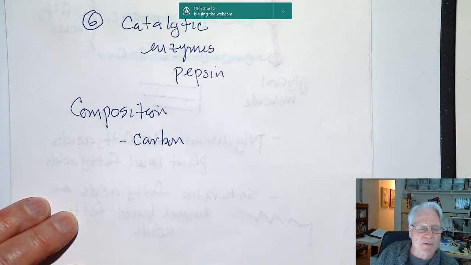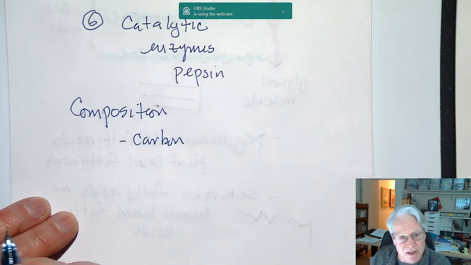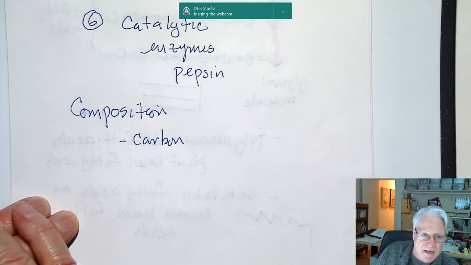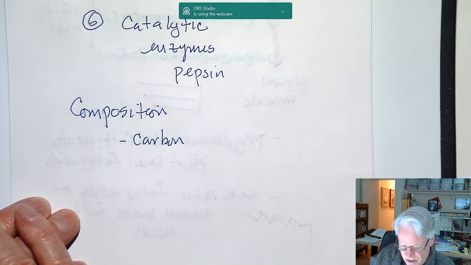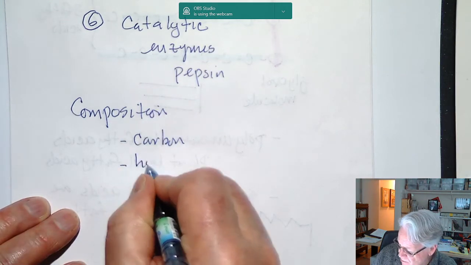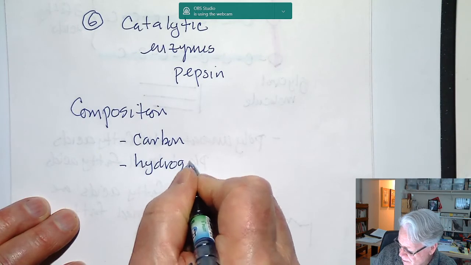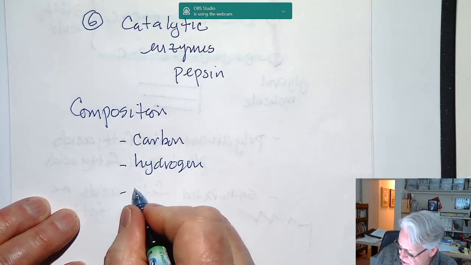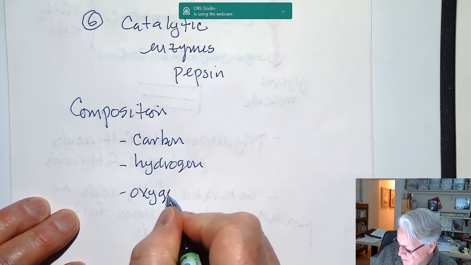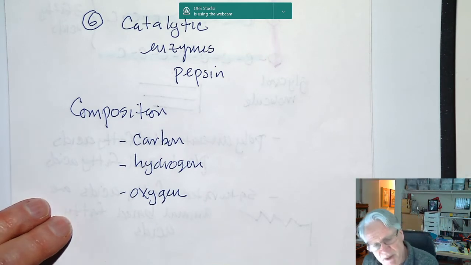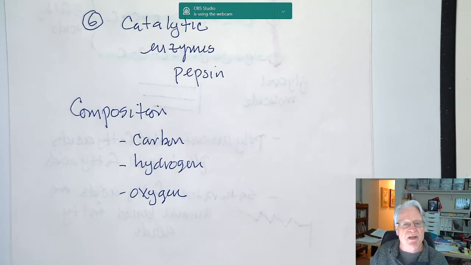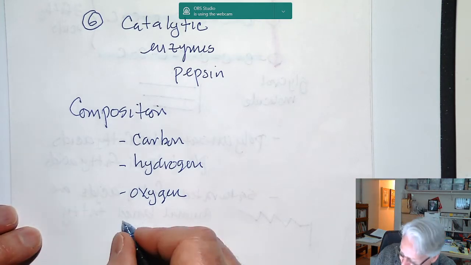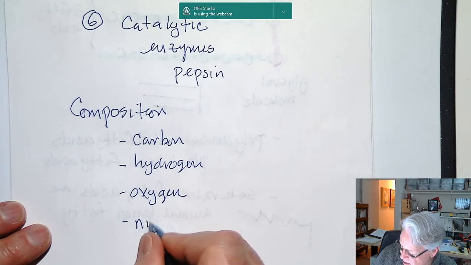There's no news there. We've seen that before popping up, and because this is an organic molecule, of course, it's going to contain carbon, hydrogen, oxygen. So all the usual suspects, as we've seen in both lipids and carbohydrates. So where do we see a difference? The next element really is going to be the key.